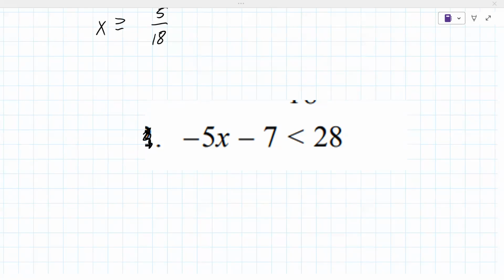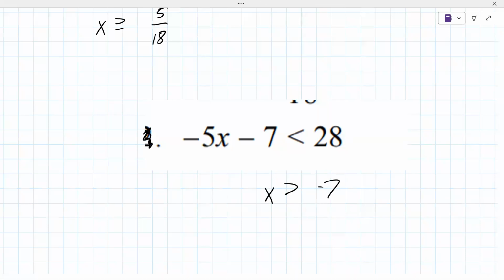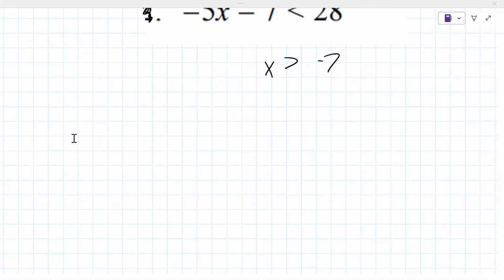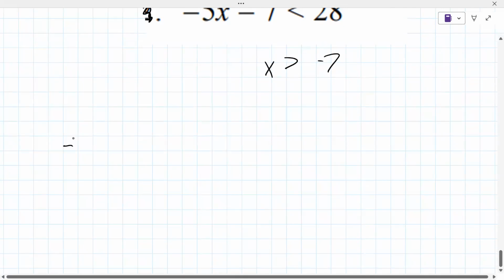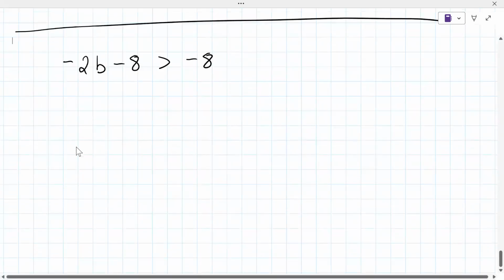X is greater than -7. Correct. Okay, so if we hit the sweet spot of those problems that you're probably gonna actually see, you'll be in a better situation here. So here's another one. -2b minus 8 greater than -8. Something new to try. Figure out how to handle 0.